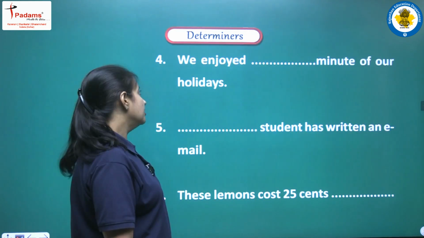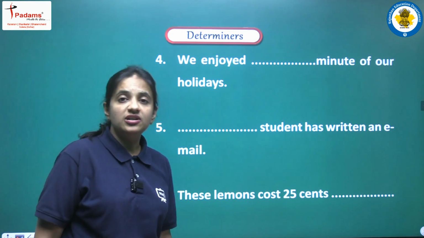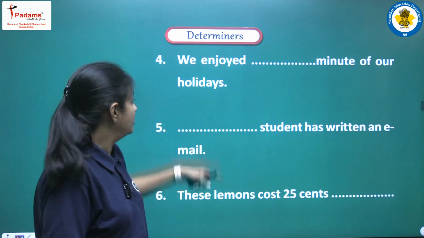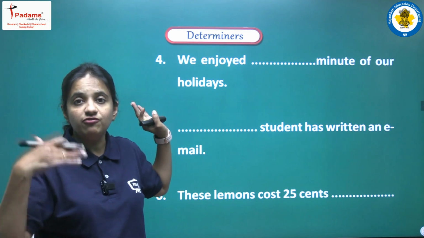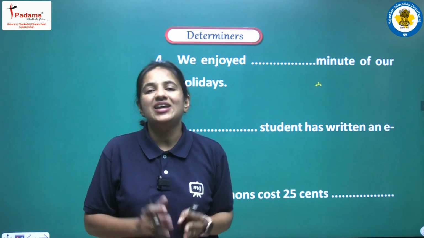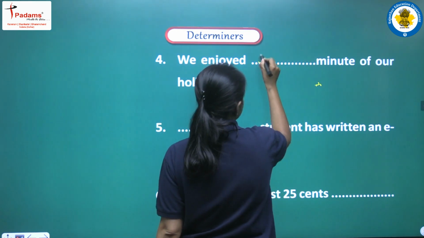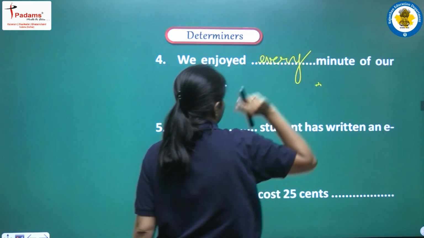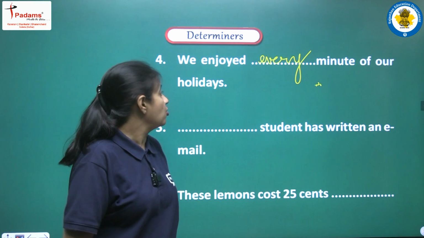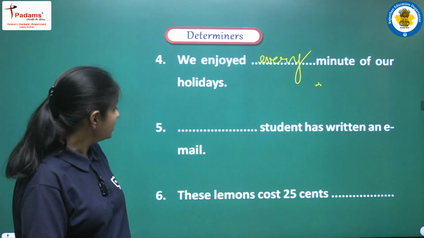Moving on, next we have, "we enjoyed minute of our holidays." Now we are talking about something that is indefinite, because suppose we went for a holiday for 1 week, right? In that week, we are talking about the minutes, which are an indefinite number, and when we try to show such things, we have to use every. So our answer will be every, and the complete sentence will be: we enjoyed every minute of our holidays.